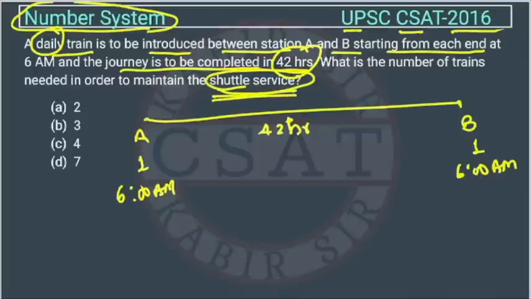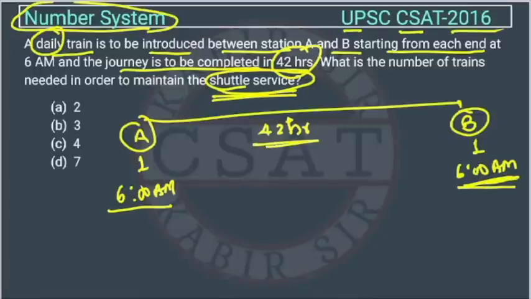This shuttle service means that every day at 6 a.m. one train will start from here and one train starts from station B, right? So one train will start from station A, other from station B, right? So this train A, if it is able to reach by 6 a.m. next day, right, then we just need 2 trains. But as you can see it is taking 42 hours.